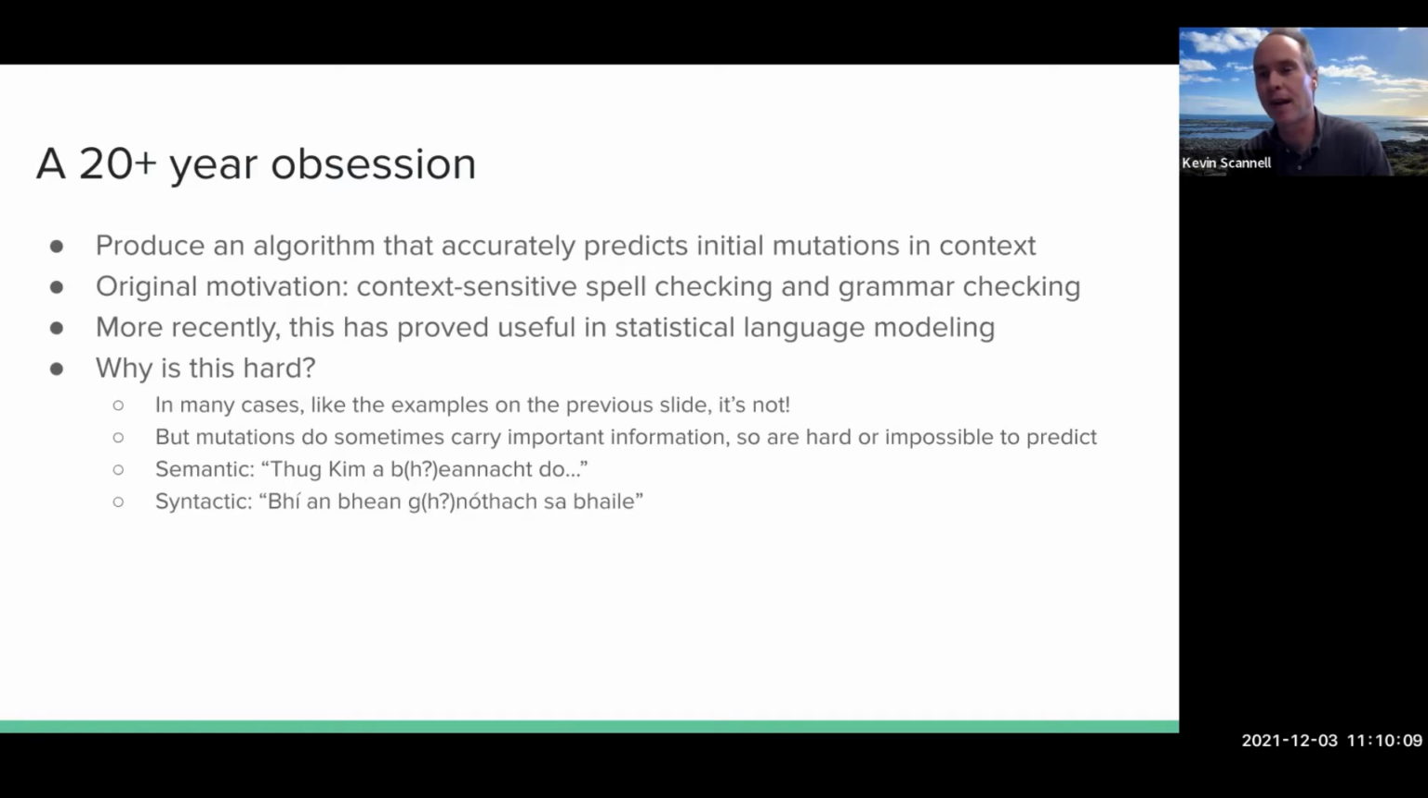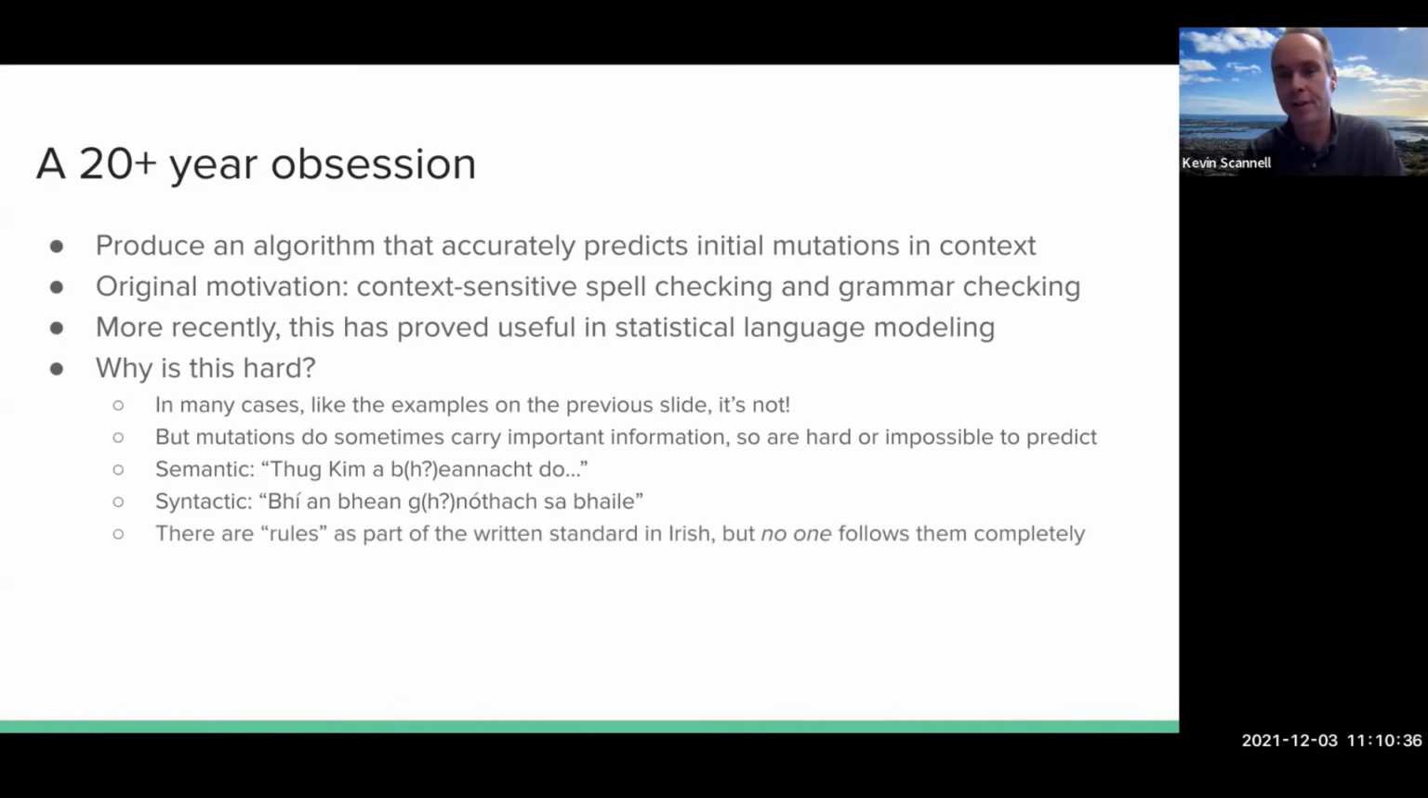There are syntactic challenges, so this is another corpus example. That means either the woman was busy at home or the busy woman was at home. And in the case where the adjective busy directly modifies the noun, that should be mutated, otherwise not.